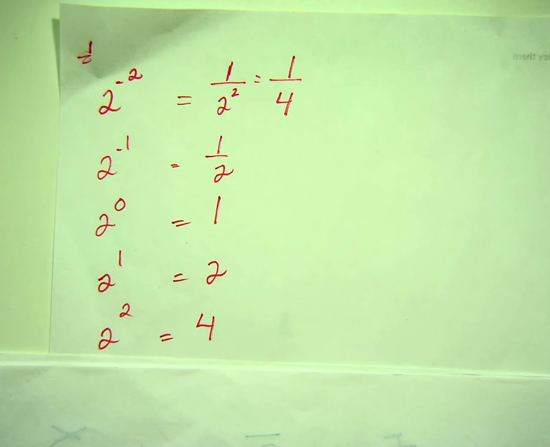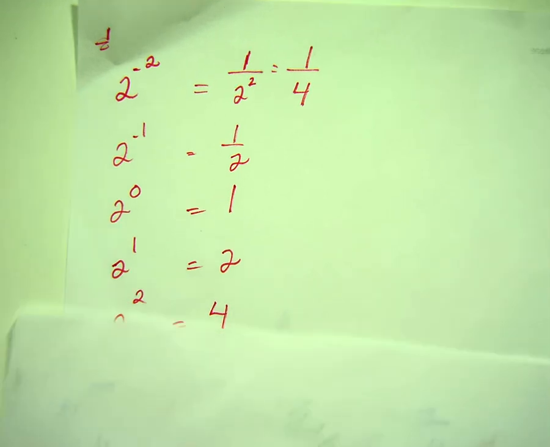So the first thing we have is -2. And notice how with the negative exponents, we did fractions. And notice how those exponents, once they're turned into fractions, are no longer negative. They're positive. So for the first one, we have 1/4. The second one, we have 1/2. For 0, we have 1. For the exponent of 1, we have 2. And then for the exponent of 2, we have 4. So that's what you're going to do to fill in the blank.